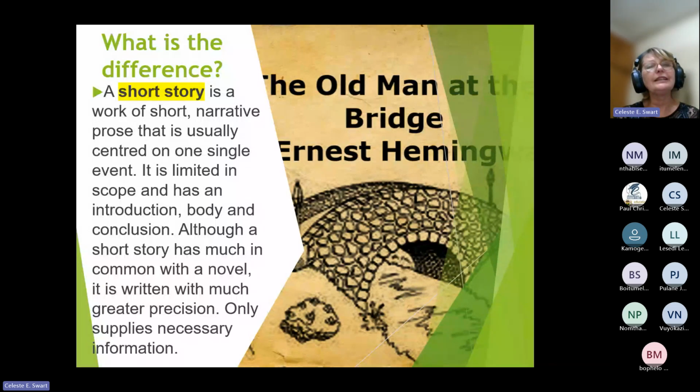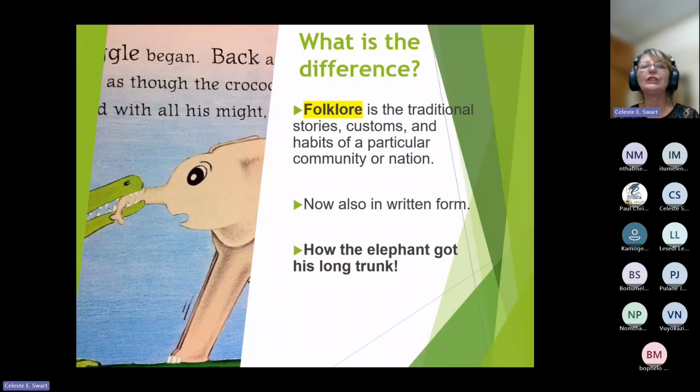So what's the difference between a short story and folklore? Now, folklore, what usually happens here, it's traditional stories, customs, habits of a particular community or nation. It's now also in written form, but in the past, traditional folklore used to be passed by word of mouth. That means that they were stories that were told. For instance, how the elephant got his long trunk. That was a story that was passed by mouth to children. They were told stories by their grandparents, by their great-grandparents.